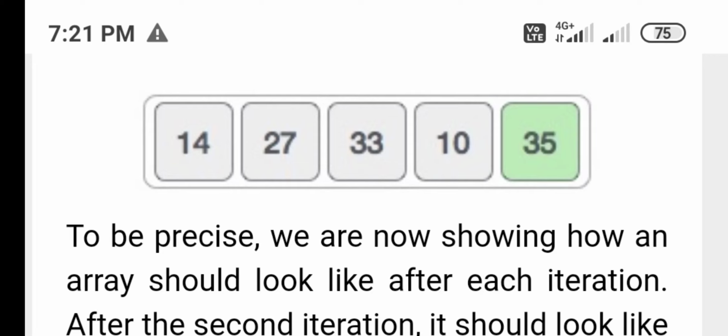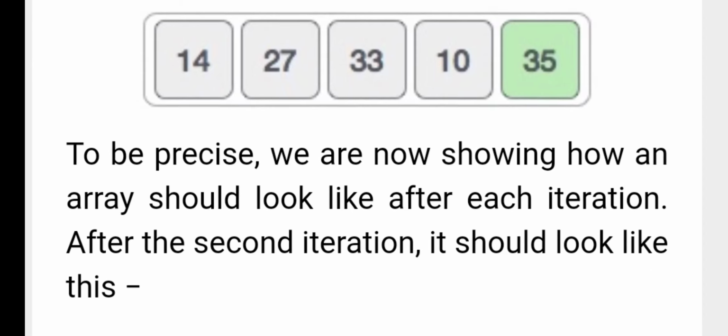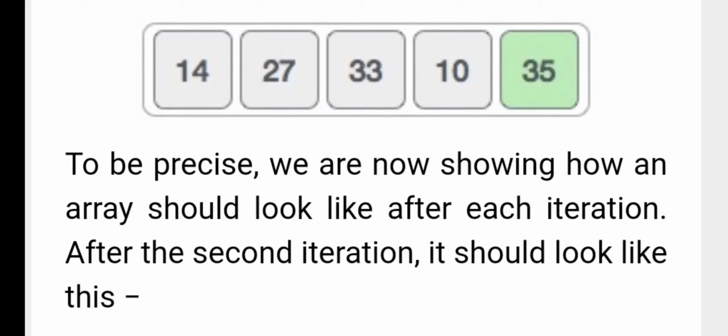If an array consists of n number of elements, there is a need of n minus 1 iterations. Based upon the number of elements which we have, the iterations are n minus 1. Okay, so next we have to start the second iteration. To be precise, we are now showing how an array should look like after each iteration. After the second iteration, it should look like this.